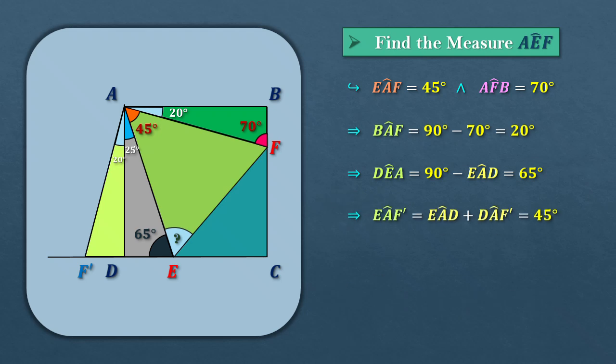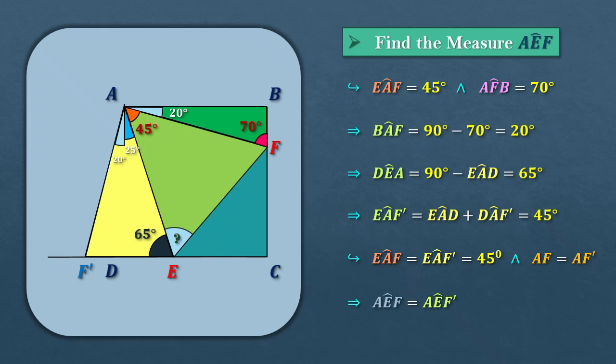Now we compare triangles AEF and AEF prime. We already know that angle EAF equals angle EAF prime, and side AF equals side AF prime. In addition, side AE is common to both triangles. Hence, the two triangles are congruent. As a result, angle AEF equals angle AEF prime, which is 65 degrees. Therefore, the measure of angle AEF is 65 degrees.